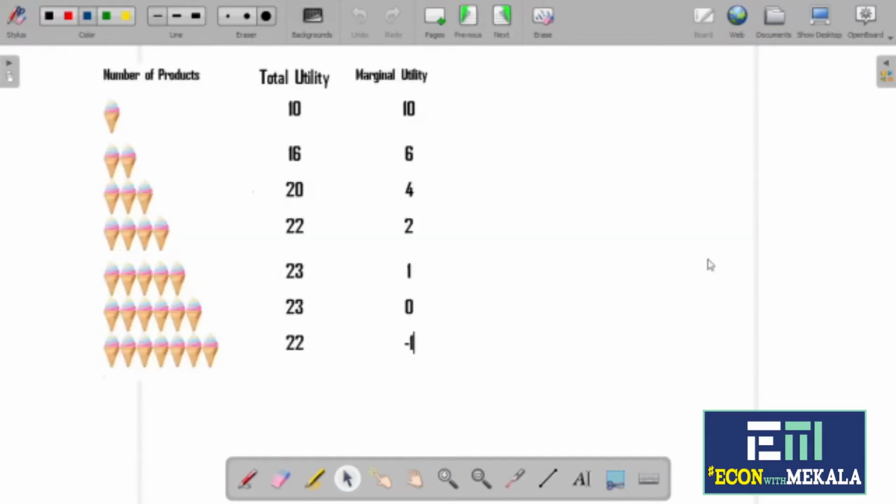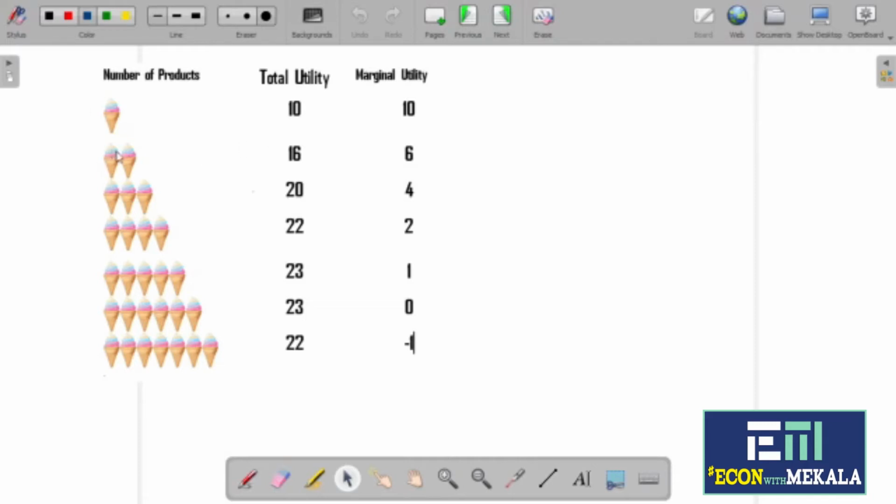Next, let's have a look at this example I have taken. Here we are thinking of a student who is consuming ice creams. I have considered the satisfaction he gets from consuming the ice cream as total utility. Let's look at only the total utility column for this example. For the first ice cream, the satisfaction he gains from consuming that product, I have given a numeric value of 10. So he is happy, and I have ranked his happiness as 10.